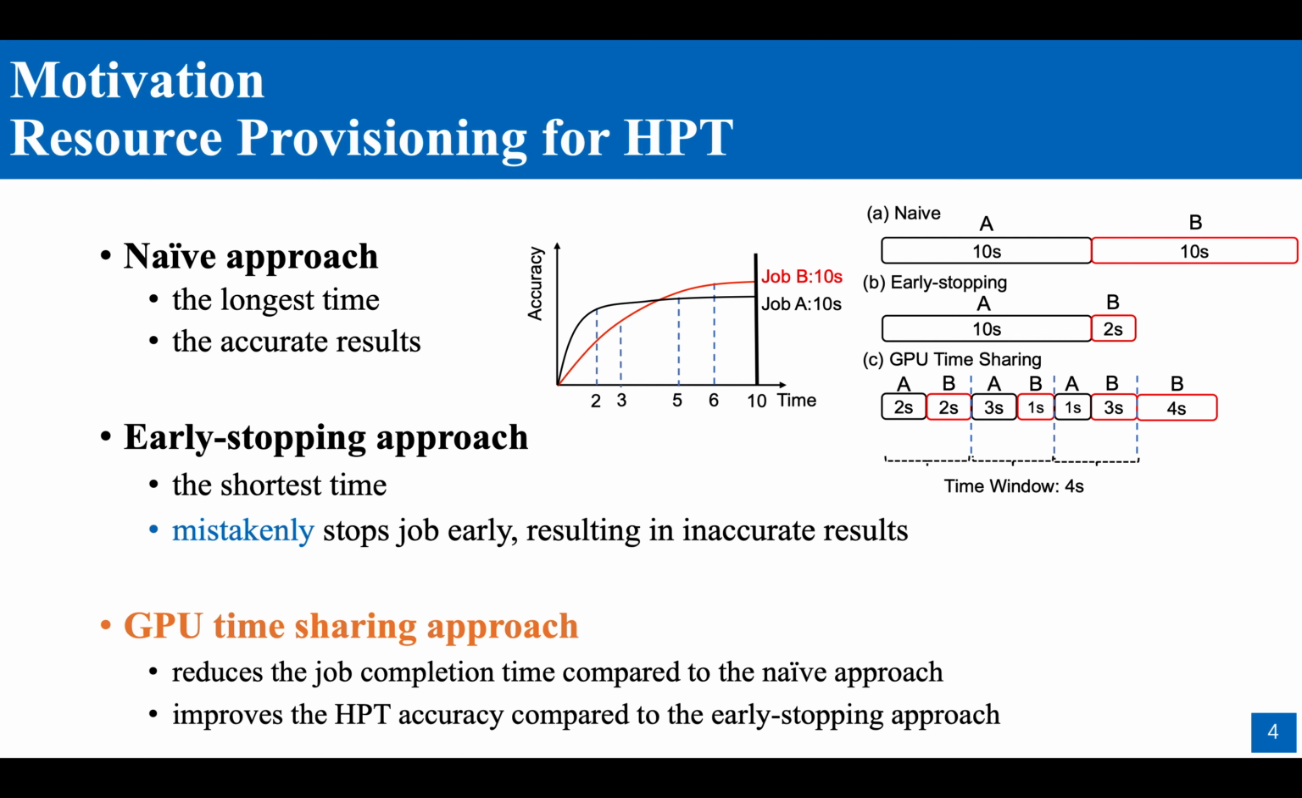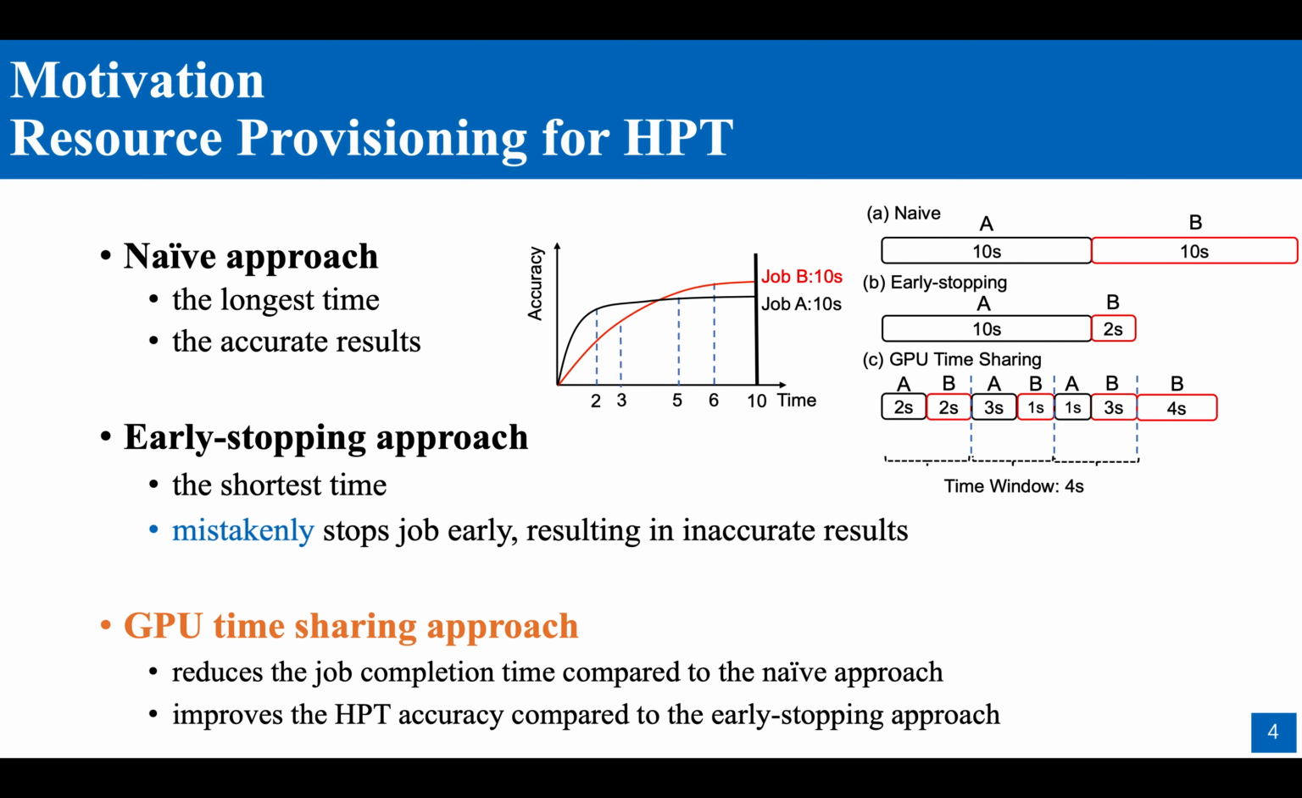The naive approach takes the longest time, a total of 20 seconds. However, it can return accurate results. The early stopping approach takes the shortest time, a total of 12 seconds. It reduces the job completion time. However, it mistakenly stops job B early, resulting in inaccurate results.